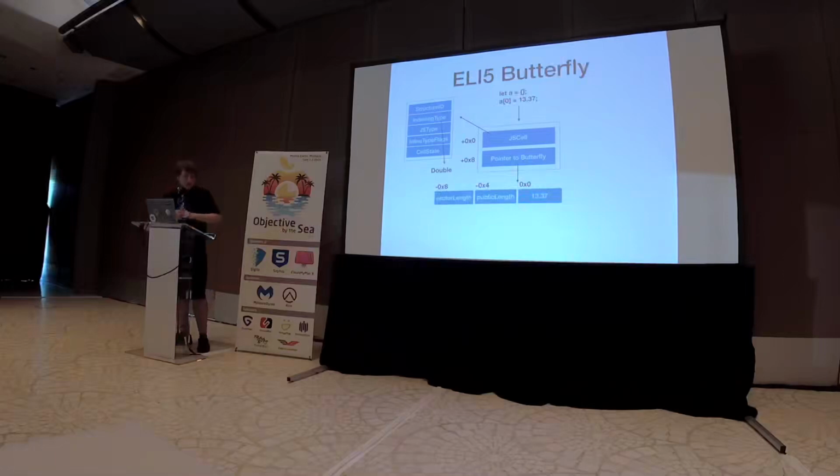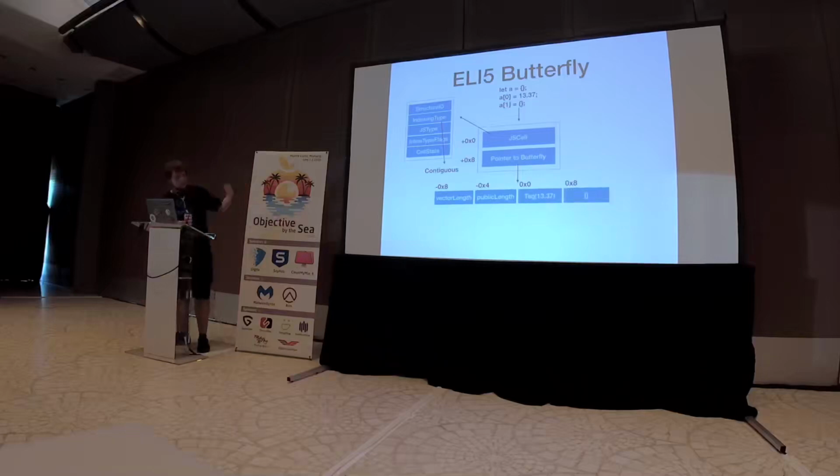And butterflies are objects that look something like this. And so you have an array of values. We start by creating an empty object, and then we set an indexed value as if it's an array. And yes, a butterfly is created, and at index 0, we have our 13.37 value. And in the JSCell header, the indexing type will specify the type of the objects contained in the butterfly. So in this case, we set a double value in the butterfly, and so the type of the butterfly is going to be double. And so the indexing type of the object is also double.